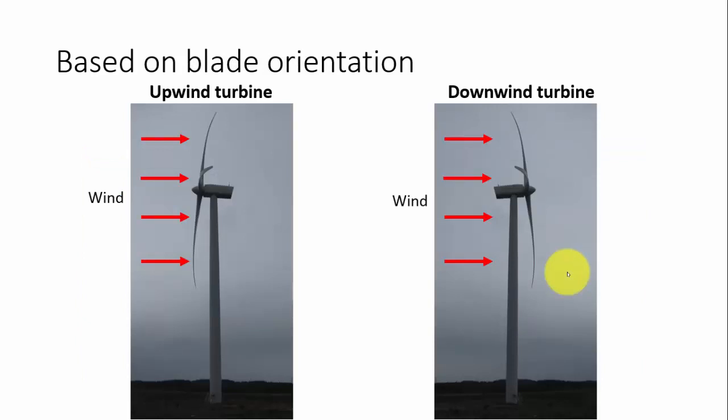And next we can classify the turbines based on the blade orientation. If the blades are directly exposed to the wind first before the nozzle, such turbines are called upwind turbines. And if the nozzle is facing towards the wind and the blades are kept behind, such turbines are called downwind turbines. So we can see some merits and demerits in both the upwind turbine and downwind turbine.